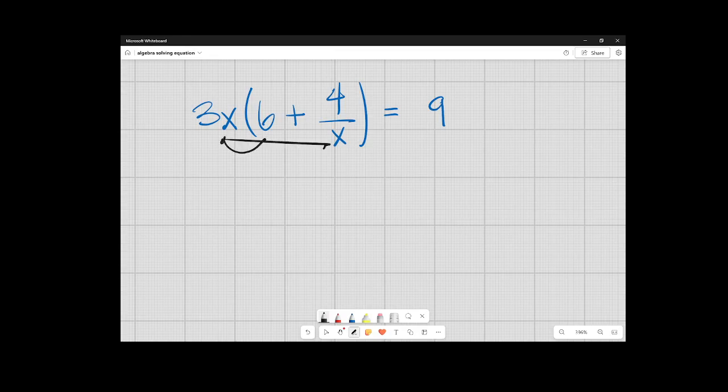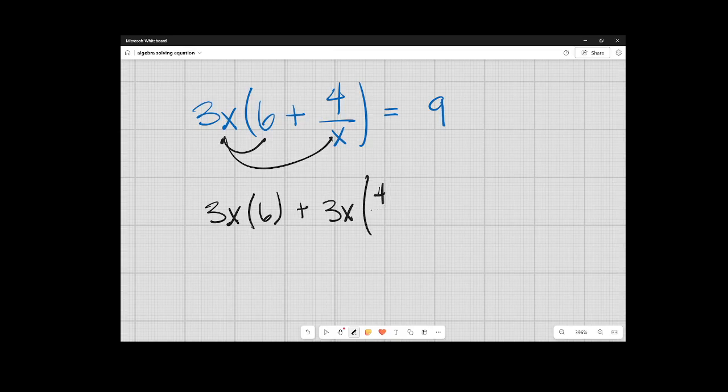Here we use the distributive property. And so we're going to say that this is 3x times 6 plus 3x times 4 divided by x. So that's just distributing the 3. We're not changing anything yet. We're not multiplying anything by both sides of the equation. I'm just simplifying the expression that we have. And I do that by using the distributive property.